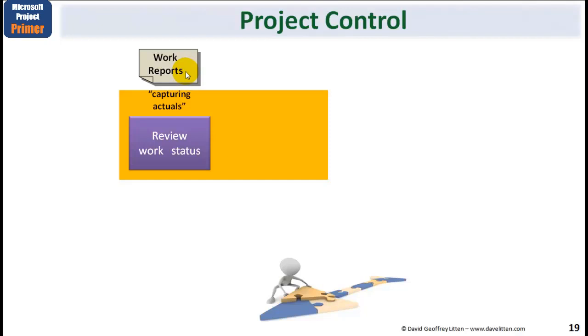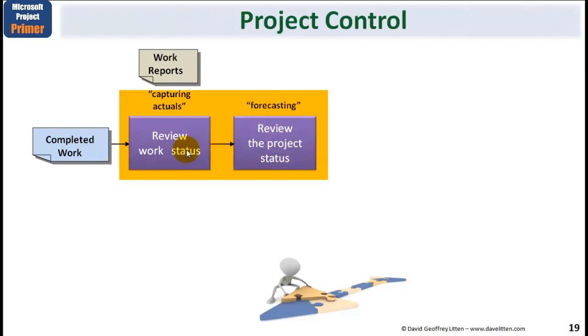Whether it's a verbal questioning of the team and finding out what's happened, how much work has occurred, what tasks have been finished, what tasks are still in progress, and so on and so forth. So we would use completed work along with work reports to see what has been done and what has yet to be done. And the yet to be done, of course, is called forecasting, where we've actually done some, but we've still got some remaining work to do. And I've called this review the project status.